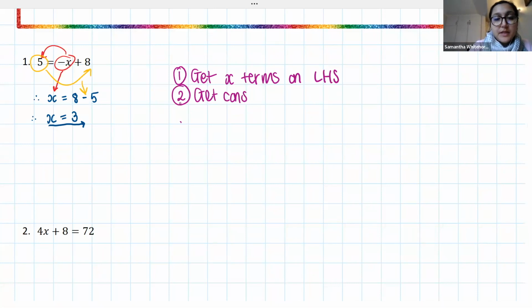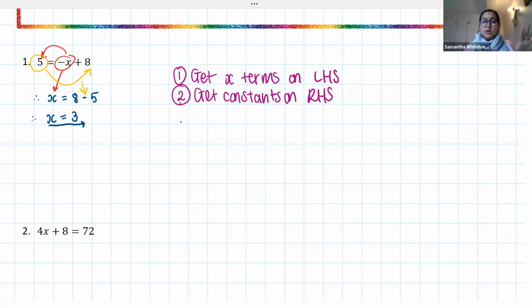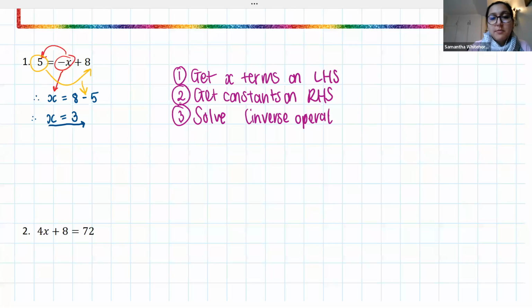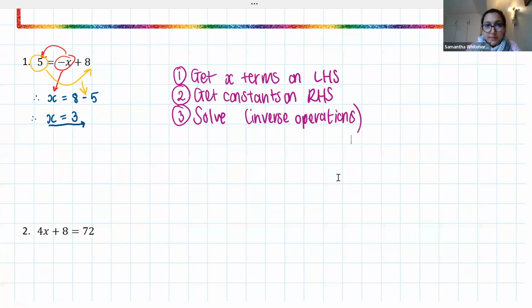And again, it doesn't matter where you put them. If your x terms are on the left, we're going to put our constants on the right-hand side. If your x terms are on the right-hand side, you're going to put your constants on the left-hand side. So you pick a side, x is on one, constants on the other, sorted. And then we're going to solve our equation using those inverse operations. If we can follow these 3 basic steps, we should be able to solve any algebraic equation that we are given.